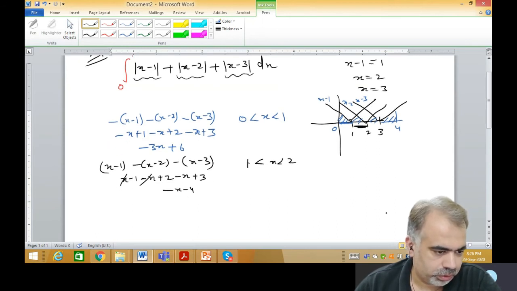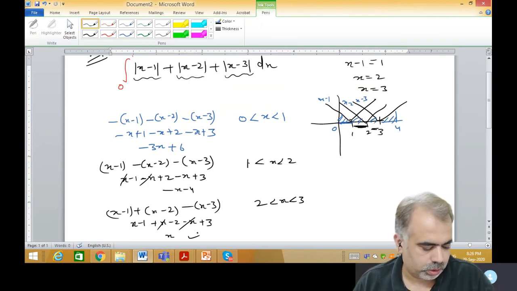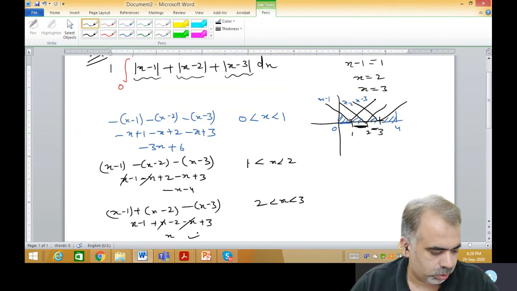Now we have to solve it for 2 to 3. Similarly for the 2 to 3 region, if we see, 2 to 3 region is right of the first two. So the first two you have to take positive, and the third one you have to take negative. Now you have to quickly solve it: x minus 1 plus x minus 2 minus x plus 3. If I open this, x gets cancelled out with x, and 3 gets cancelled out with 3, so this is x only. Up to this point, I think you do not have any doubt.